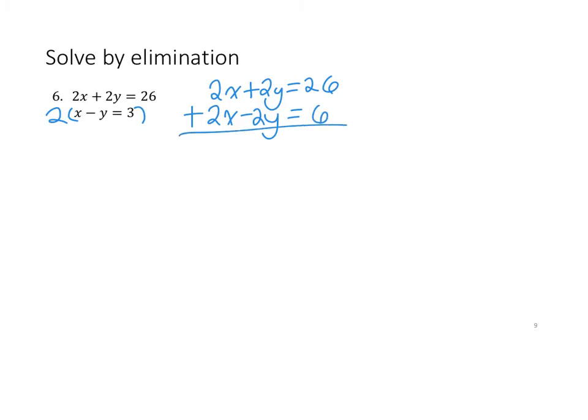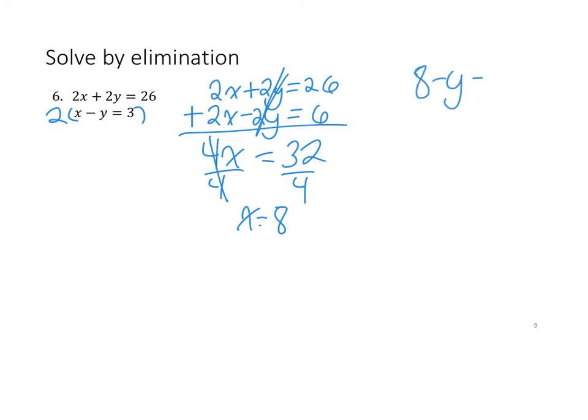So I'm going to add it. 2x plus 2x gives me 4x. 2y plus negative 2y gives me 0, so I'm going to eliminate that. Equals 26 plus 6 gives me 32. Divided by 4, x equals 8. To solve for my y now, I'm going to plug it into my second equation.